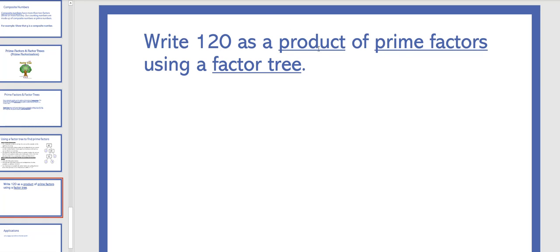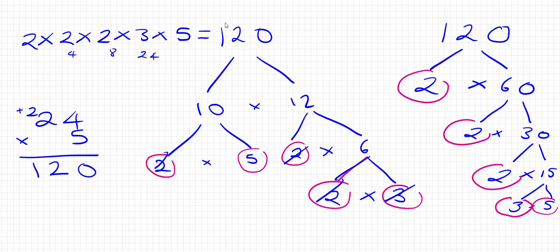Write 120 as a product of prime factors. So 120 is the answer. We can see it's a product. It equals 120. Product is the answer. When we multiply, what are we multiplying? We are multiplying our prime factors. These are all of our prime numbers that are factors of 120. And we just checked, when I multiply all of these, it gives me 120. That's how we know our factor tree is correct, but that's what we mean by the question, a product of its prime factors. Now, we haven't finished.